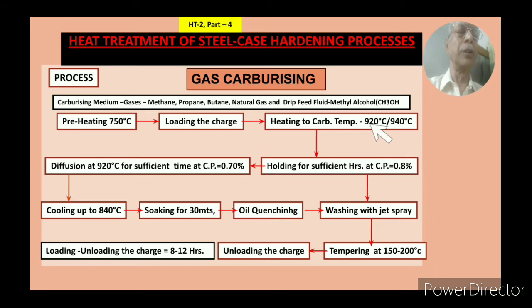You have to go around 920 to 940 to achieve a particular case depth in most of the case hardening steel. Correct? So the loading time to unloading time, the charge will take around 8 to 12 hours. This is how this gas carburizing is being done, and this is all about the process. Okay.